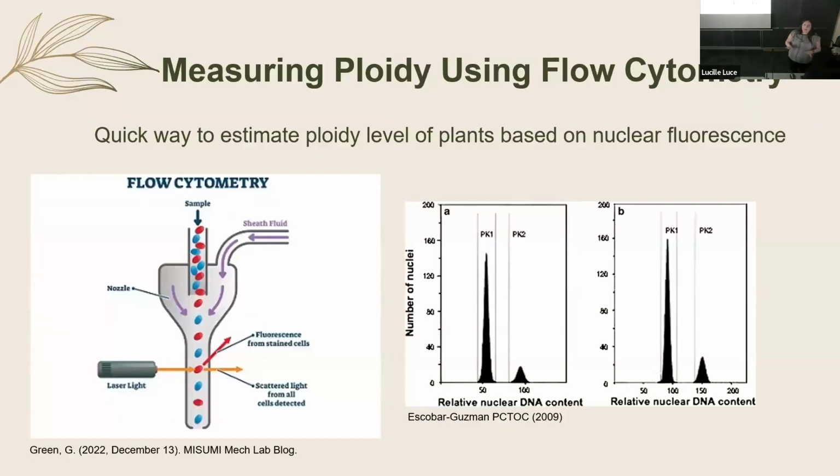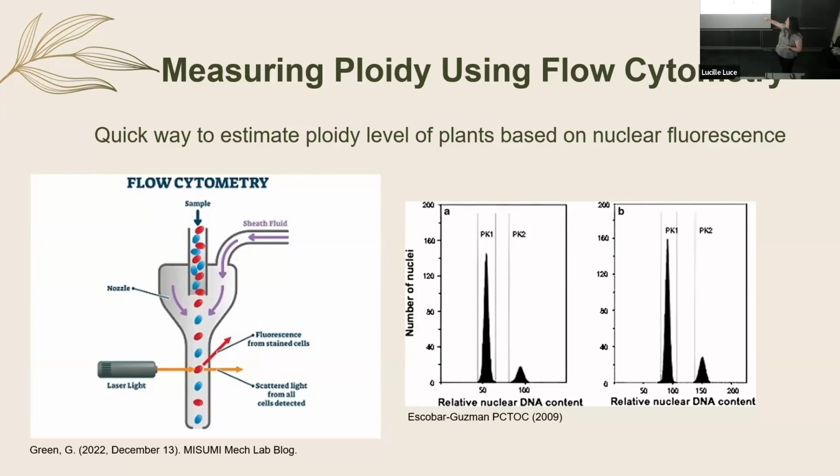I kind of already spoiled it a little bit, but I then needed to use flow cytometry to figure out what was going on, if I had an aneuploid, a hexaploid, or a tetraploid. So I was using leaf tissue with the help of Lena Wilson. And essentially what you can do with flow cytometry is estimate your ploidy level based on the nuclear fluorescence. So a diploid would have half the amount of fluorescence as a tetraploid, and this would be shown by an increase on the x-axis.